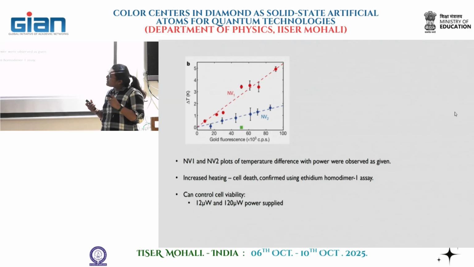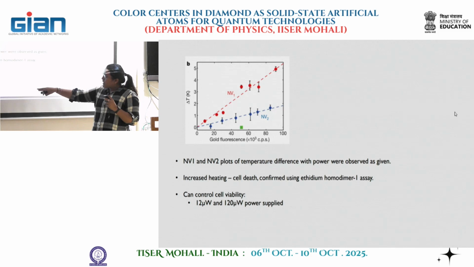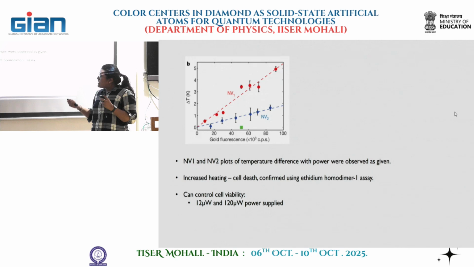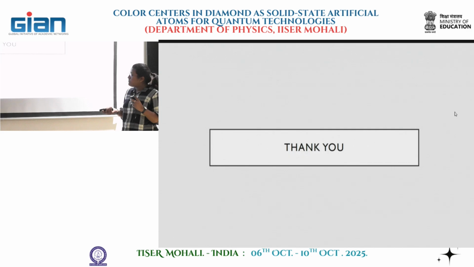Now, when we increase the power beyond a certain threshold point, cell death was observed, which was confirmed using the ethidium homodimer 1 assay. This becomes an important side application as well, because then you can control the cell viability. So, if there's a cell that I don't want in my system, then I can simply increase my power and cause cell death. That was measured by applying 12 microwatt power and then 120 microwatt power, wherein for 12 microwatt power, the cell was viable, that is, it was living, and in the other, it was dead. So that's all.